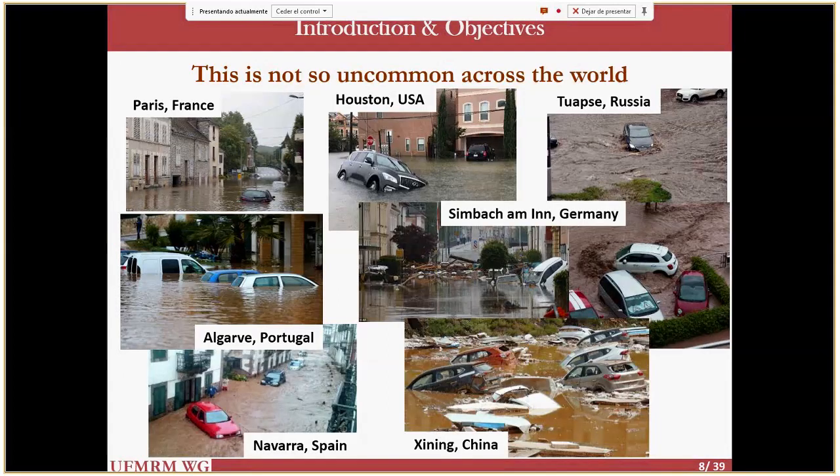These are just some examples across the world in different countries. As you see, flooded and dragged vehicles can be spotted everywhere, and probably you have in mind one or more scenes like this in your own country or city. These are just some examples.